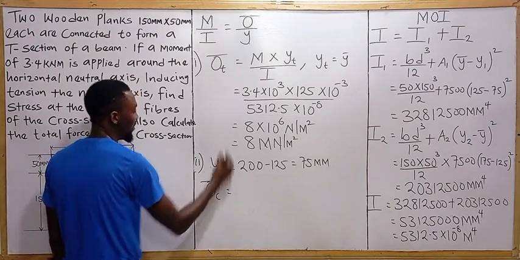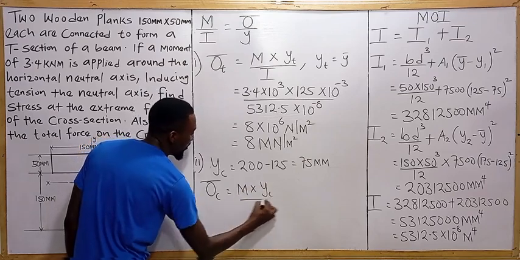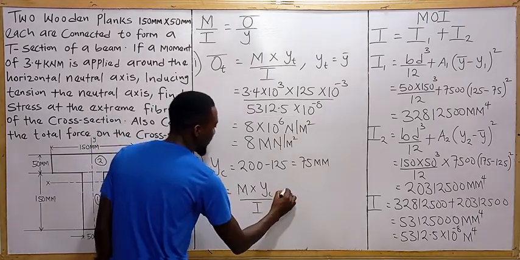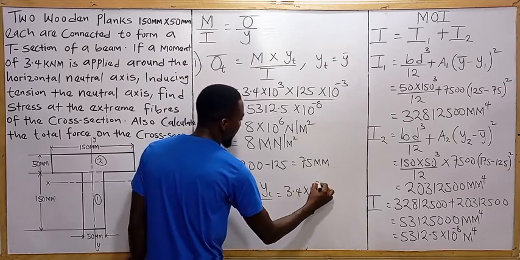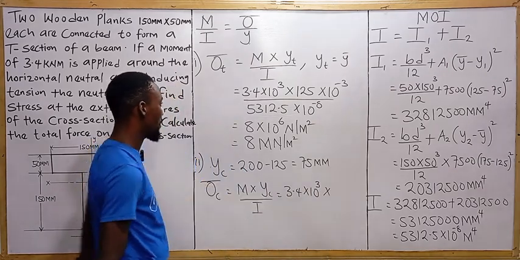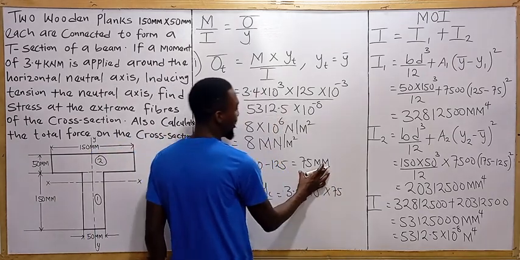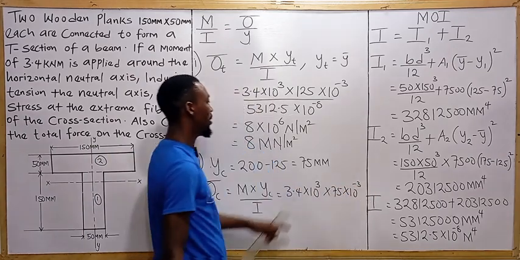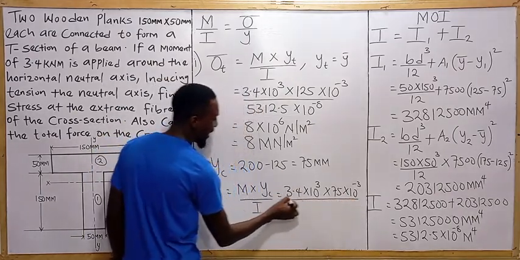So the formula will remain the same as M multiplied by y subscript c divided by I. If you substitute now, our M is 3.4 multiplied by 10 to the power of 3, then multiply by y subscript c. Y subscript c is 75, but this is in mm. We are going to multiply by 1000, divide by 1000, in order for us to take it to be in meters. So this one divided by our I.